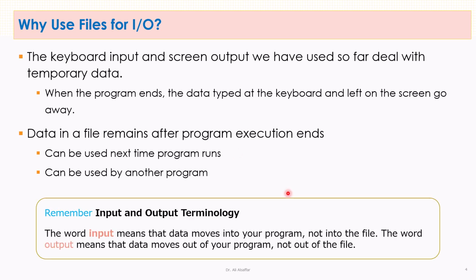Now before we proceed, we would like to distinguish between input and output of a program and input and output streams of files. When we say input and output, we don't refer to files as an input to a file or output to a file. So the word input, with respect to a program, means that data moves into your program, not into your file. And when we say the word output, it means the data is moving out of your program, not out of the file. So input and output are for programs, not for files. And if you want to talk about files in your program, then you can talk about input and output streams.